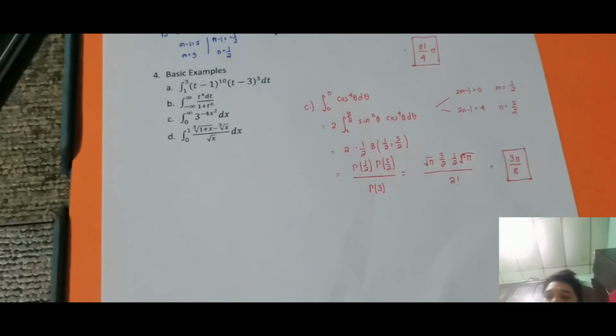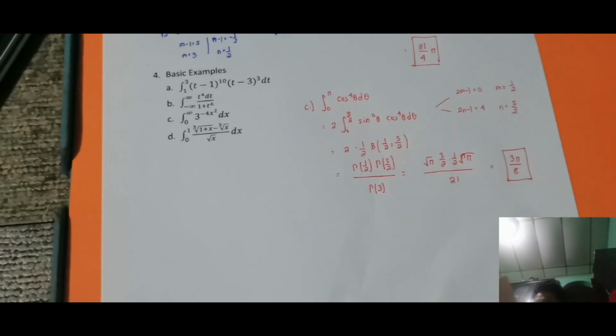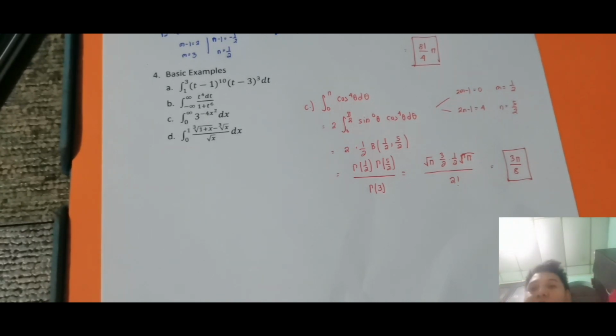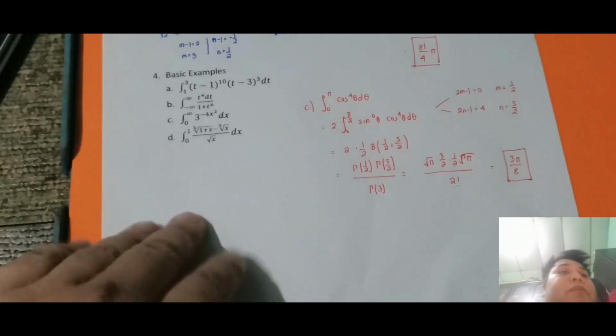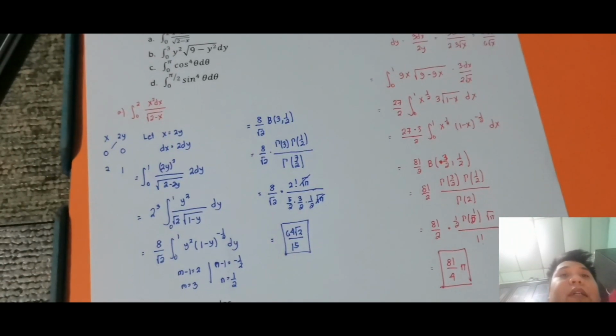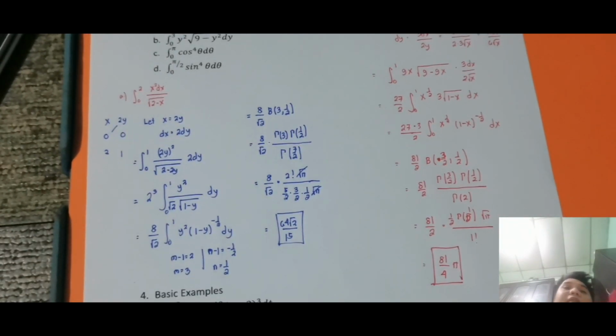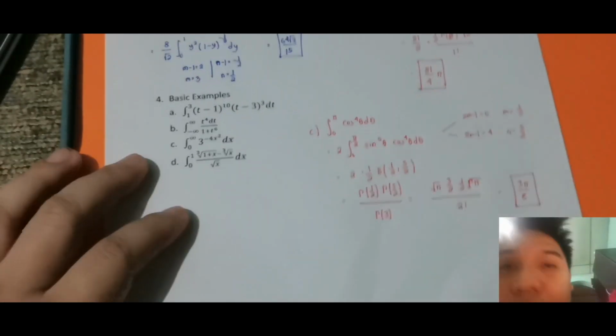3 pi over 8. So check ko yung sagot. Okay, so tama tayo. So that is 3 pi over 8. So letter D, we have integral from 0 to square root of pi over 2, sine raised to 4 theta d theta. Okay, so yun naman yung concern.